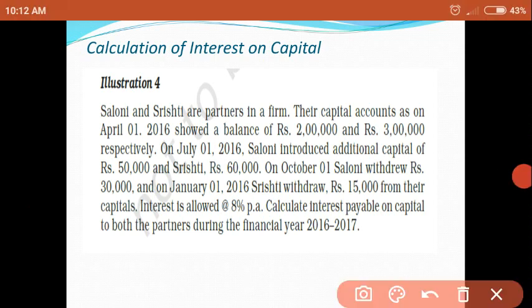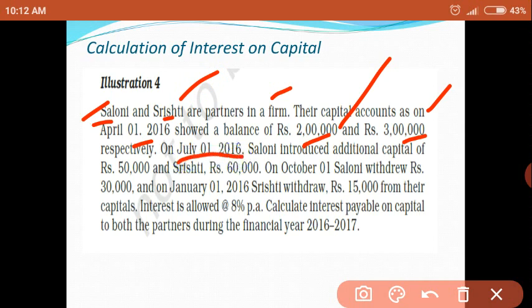Next, let us see one more example of the calculation of interest on capital. Saloni and Srishti are partners in a firm. Their capital account balances as on April 1, 2016 are rupees 2 lakh and 3 lakh. This is the opening capital, respectively. So 2 lakh for Saloni and 3 lakh for Srishti.